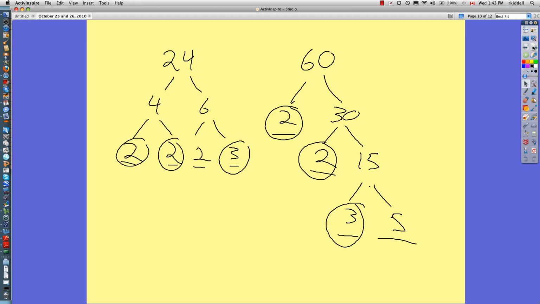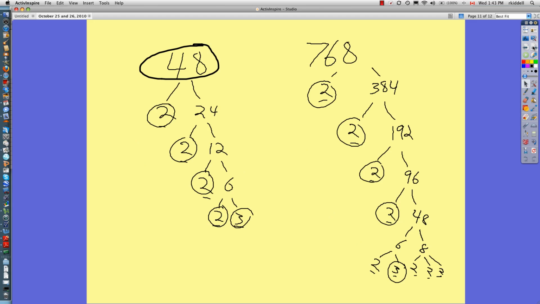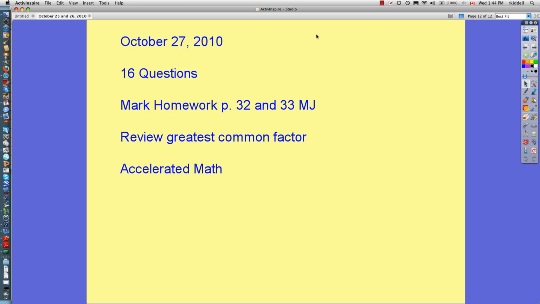24 and 60 is another example. We have 2, 2, and 3 as the common factors. So 2 times 2 is 4, times 3 is 12. Hence 12 is the greatest common factor of 24 and 60. This one, the greatest common factor is 48. But it's fun to try any two numbers, just throw them out and see if students know it.